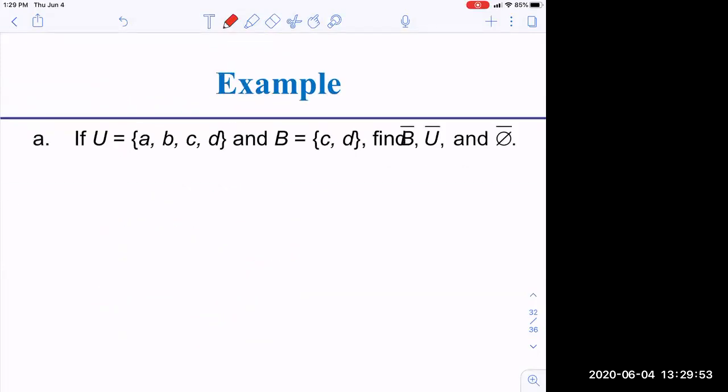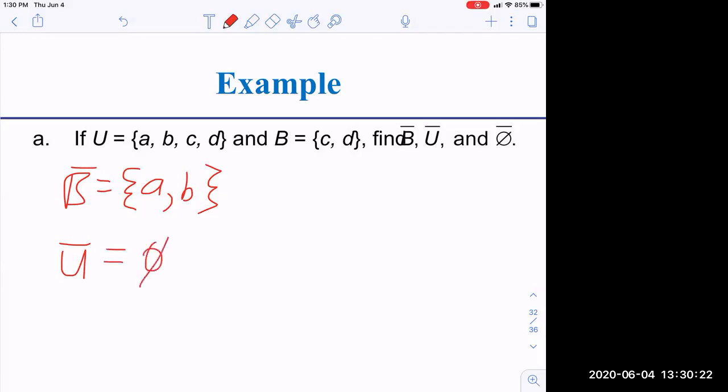Okay, so here's my universal set, A, B, C, D. B is C and D, so the complement of B is the stuff that's in U, the elements in U that are not in B, so that's A and B. Now, the complement of U. I'm trying to think the elements in U that are not in U, there are none of those. That's the empty set. And so the complement of the empty set, or the null set, is the universal set.